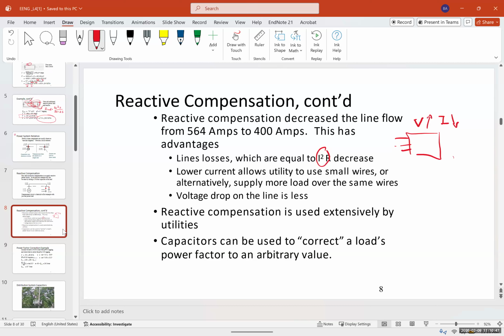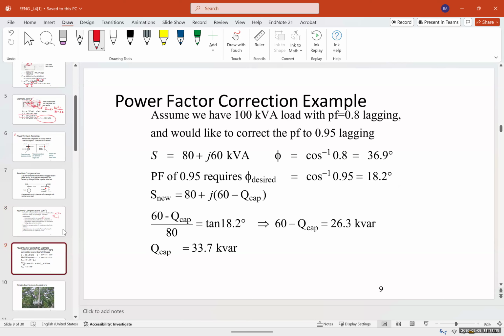We also use reactive compensation on the load side as well. Most AC motors that you have in appliances in your home usually have a reactive compensator, which is a capacitor, usually on the AC motor as well. Now, capacitors can be used to correct a load's power factor to an arbitrary value.